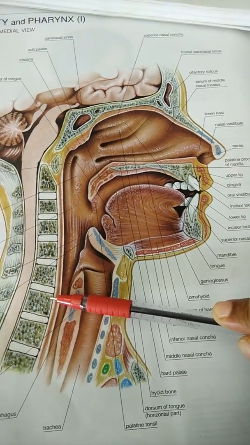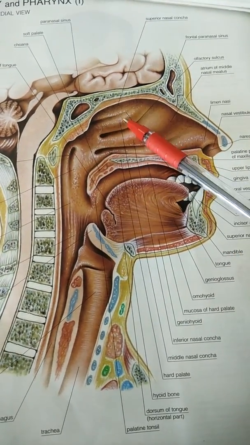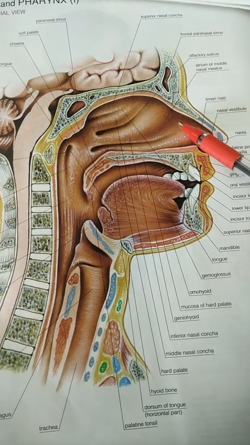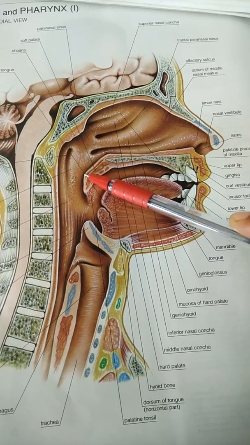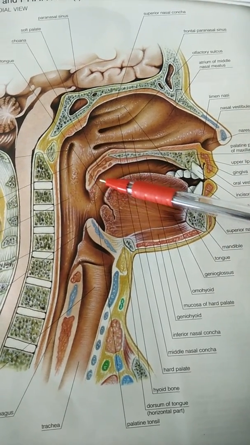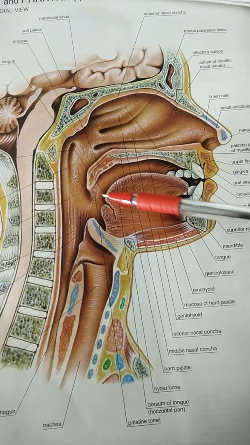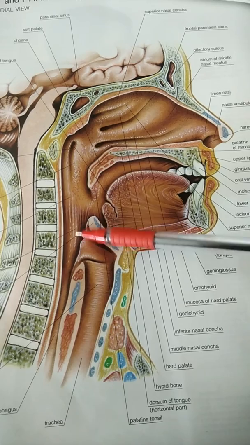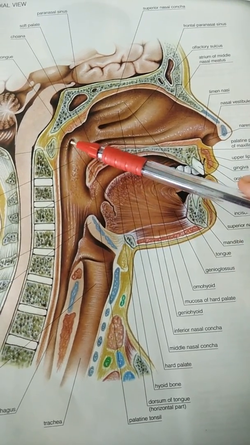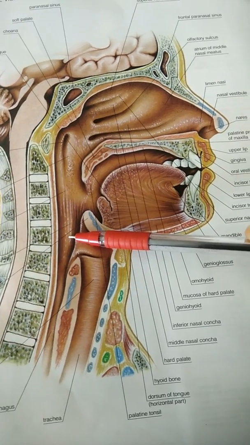It has three parts. The part of the pharynx seen behind the nasal cavity, this is the nasal cavity or nose, is known as the nasopharynx. The part seen behind the oral cavity is known as the oropharynx, and the part seen behind the larynx is known as the laryngopharynx. So three parts: nasopharynx, oropharynx and laryngopharynx.